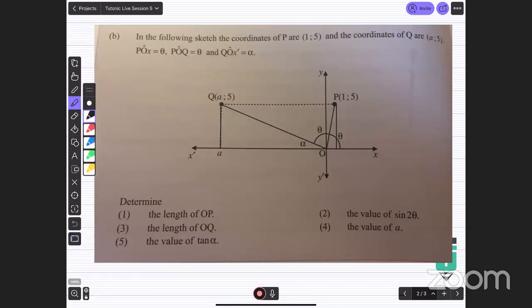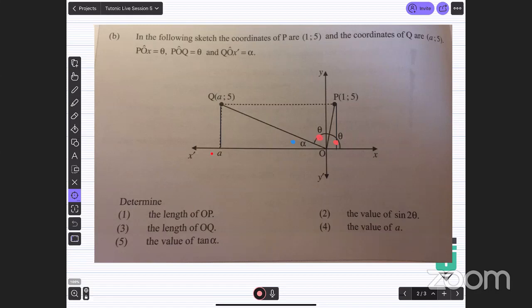Okay, do you guys see this is theta, this is theta, and this is theta? They're equal. Do you guys see that? Yes. And they're saying that QOX is alpha, so X prime is just this over here. Okay. The length of OP.